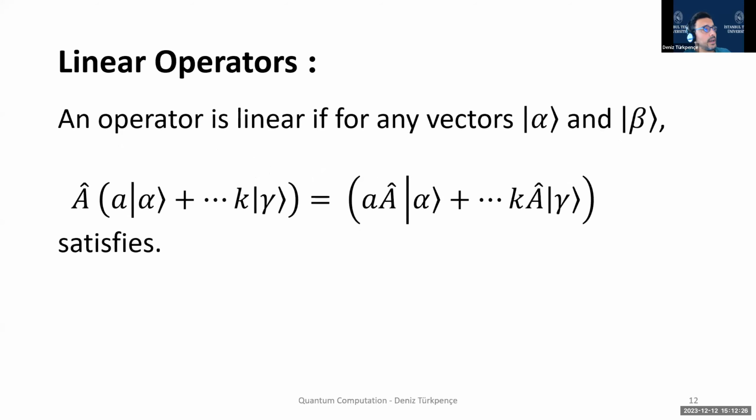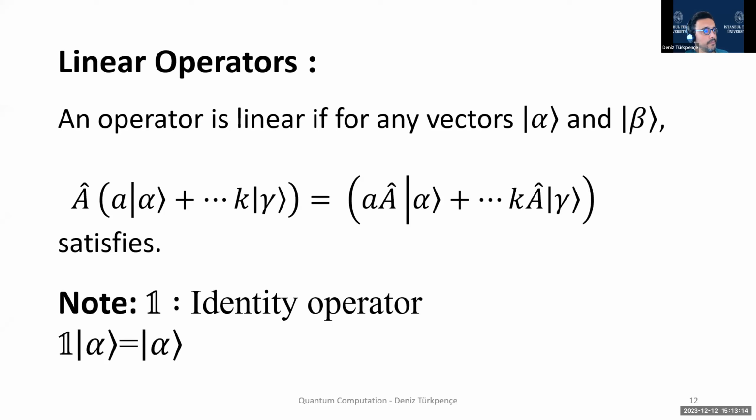But the linearity definition comes here. An operator is linear if for any vectors, alpha and beta, it satisfies this equation. Here we see that if we have a summation, just like a linear combination, as we said in the previous slide, and if A applies to this summation or linear combination of a vector set, then this should be equal to the operator A being applied to individual items in the summation. So this is in fact one of the principles of linearity, but this is sufficient for us. This is linear if it satisfies this equation. Okay. Here we have a note. The identity operator is an operator that maps a vector to itself, and it's also a linear operator.